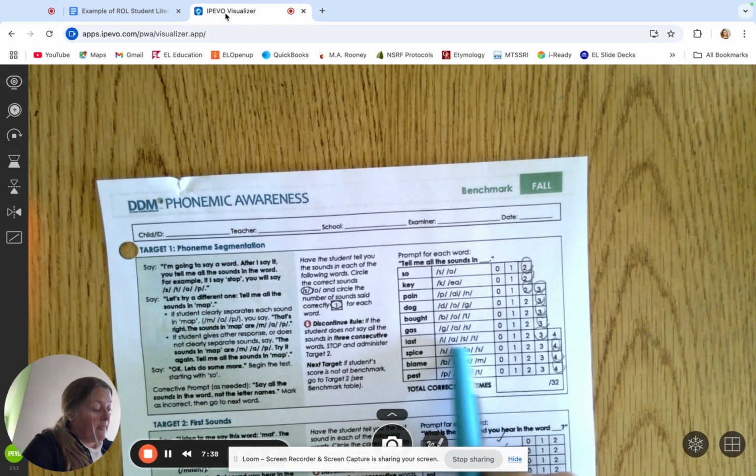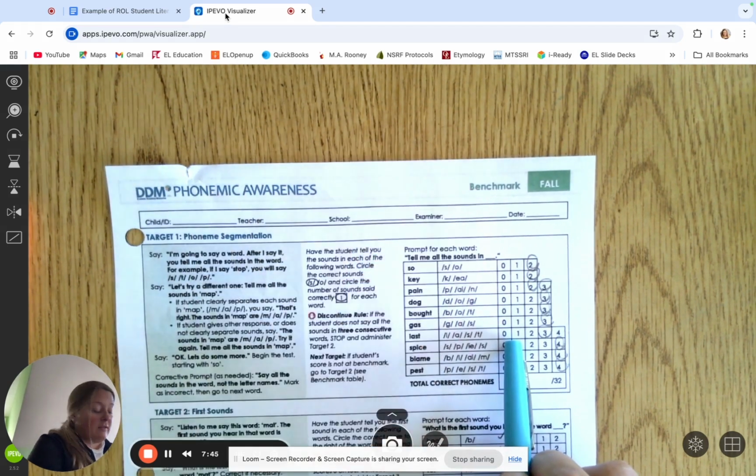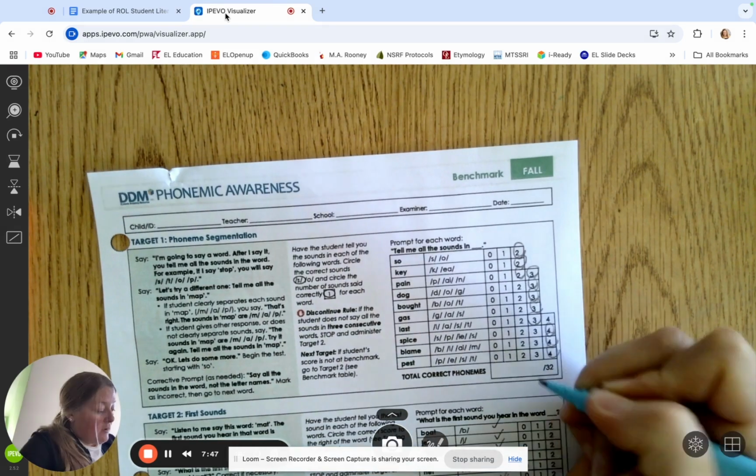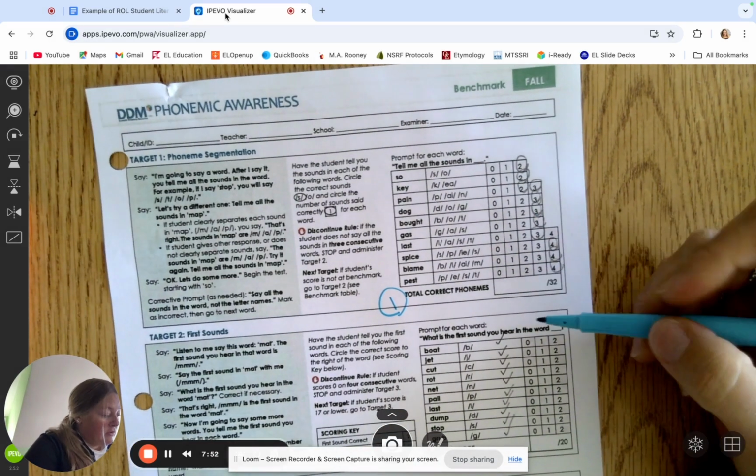The student said there were 3 sounds in last. So he probably did something like asked and kept those 2 together. So there's 1 incorrect here. So that's pretty good, actually.